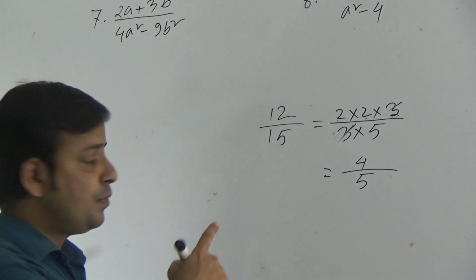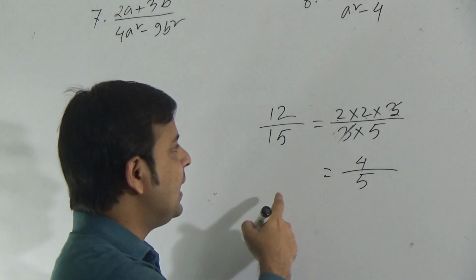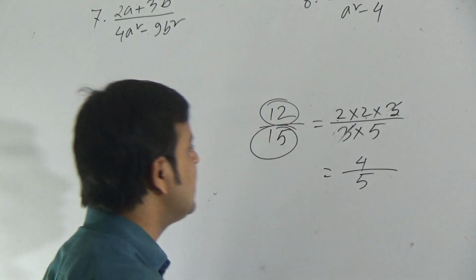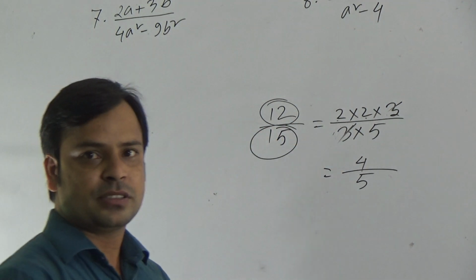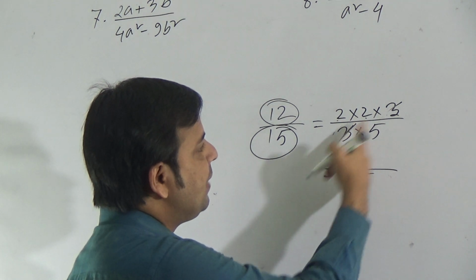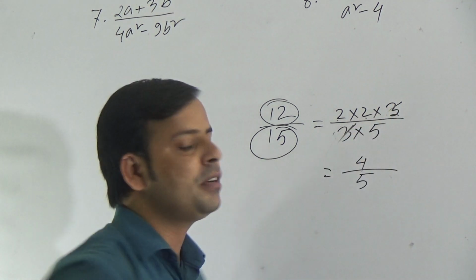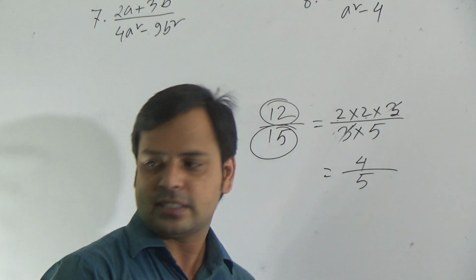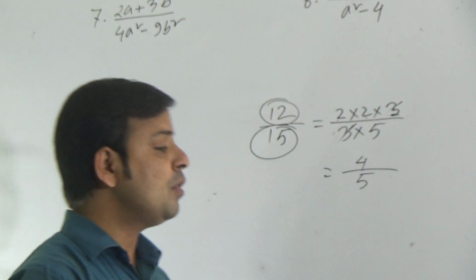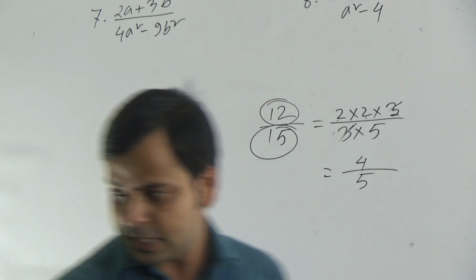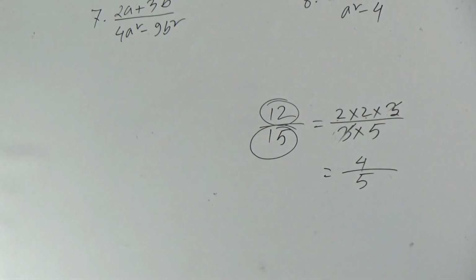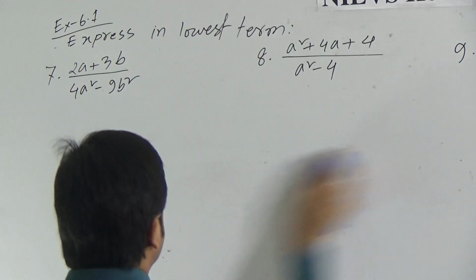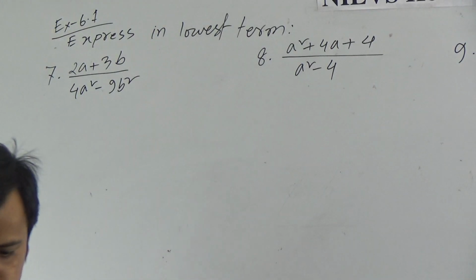Students, from this we can say that at first we have to factorize the numerator, then we have to factorize the denominator. Now, we can divide both the numerator and denominator by the common factor. If we divide, we will get our required answer. So, at first we have to factorize both the numerator and denominator. So, dear students, let us start.